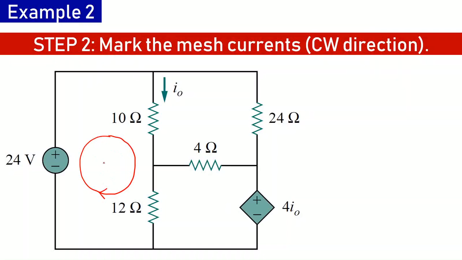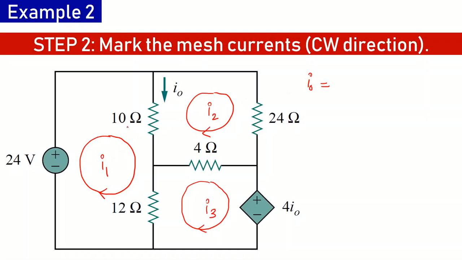For mesh 1, I am marking the current as small I1. For mesh 2, I am marking the current as small I2 in clockwise direction. And for mesh 3, I am marking the current as I3. Since we were required to calculate this current I0, we see that I0 can be expressed in terms of I1 and I2, because this 10 ohm resistance is a common branch between mesh 1 and mesh 2. So I0 is equal to I1 minus I2. Once we know I1 and I2 and find their difference, we'll be able to calculate I0.